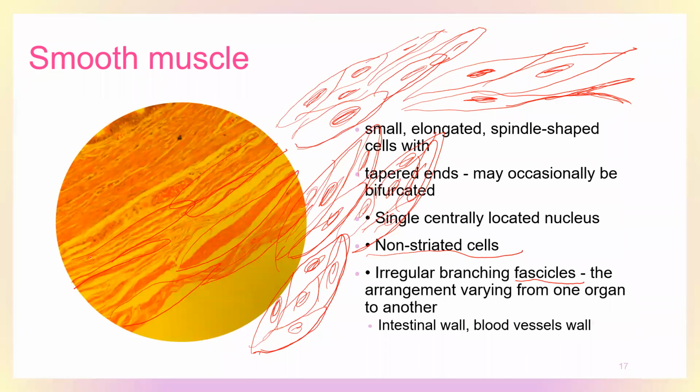So you don't mistake it, only the fascicles are branching, not the cells. Cells are non-branching. They're single, elongated, spindle-shaped cells.